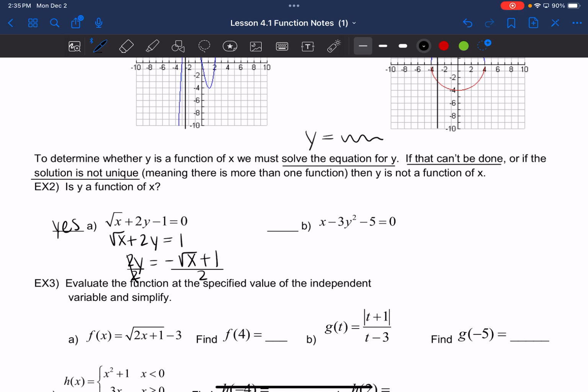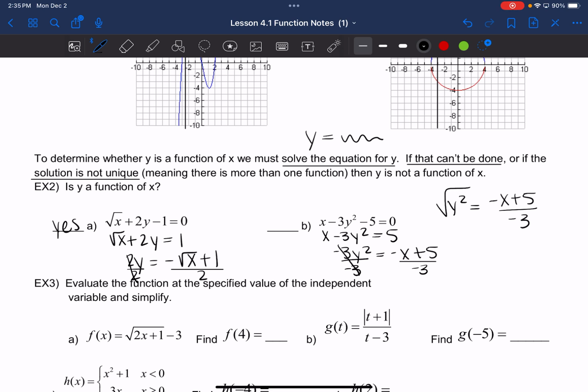If I want to get y by itself, what do you guys think we should move first? Add the 5. So then I would have x minus 3y squared equals 5. Then what should we do? Subtract the x. So then I'd have negative 3y squared equals negative x plus 5. Then what? Divide by negative 3. So we're left with y squared equals negative x plus 5 over negative 3, right? And then how do we get rid of a square?